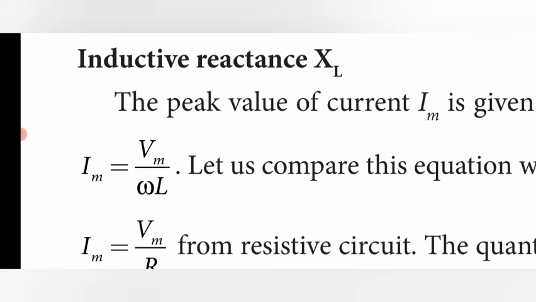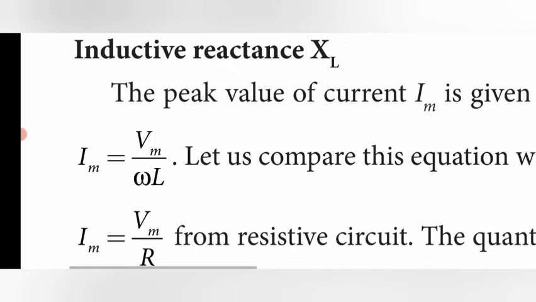So in this inductor region, we found the value of I, that is I is equal to Im sin(omega t minus pi by 2). So that is the applied voltage; the current lags behind the applied voltage by pi by 2. So that is the inductive circuit. In this inductive circuit, we have to find the Im value. So what is the Im value? Im is equal to Vm by omega L.